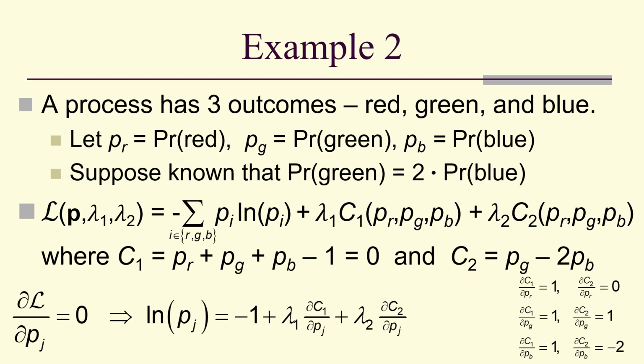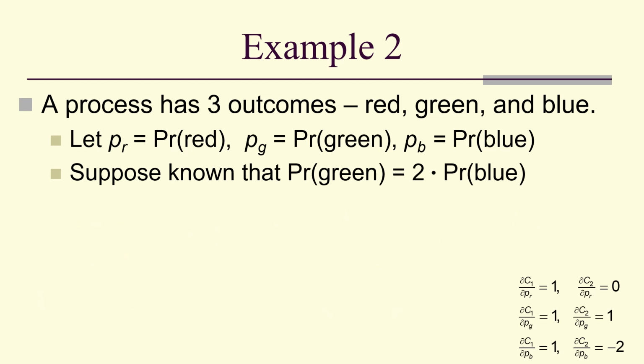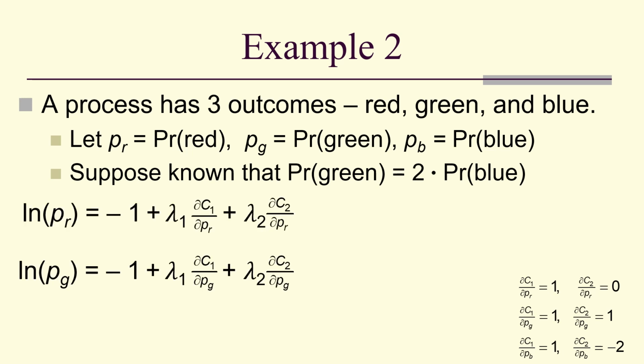Here are our partial derivatives. These are all linear expressions, so I'm not going to go through this in detail, but notice that the derivative of c1 with respect to PR, PG, or PB are all going to be equal to 1, and you can see 0, 1, and -2 for the others. So that equation for each of R and G and B is just these logarithms equal to -1 plus linear combinations of partial derivatives.